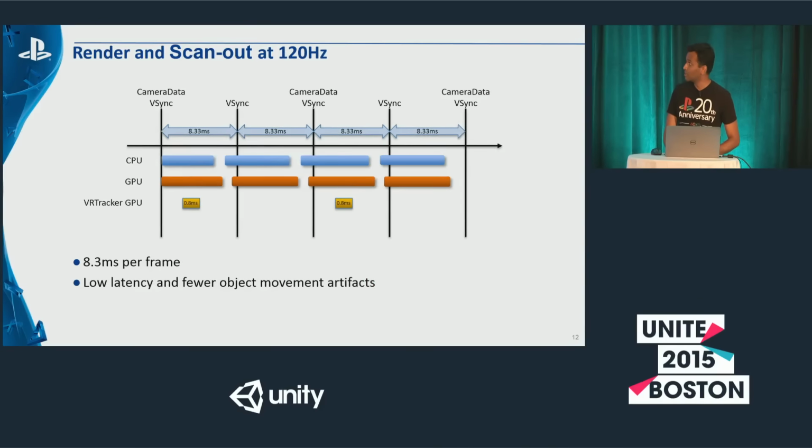In the next case, let's say your game renders and scans out at 120 hertz. As you can see here, the game only has about 8.3 milliseconds to finish your entire work, which is not a lot of time. But again, if your game's visuals are not super complex, then depending on your game's design, this might work. The latency here is certainly better than the previous case. Also, the number of object movement artifacts introduced by fast-moving objects is less here. So it's definitely an upgrade from the last case.